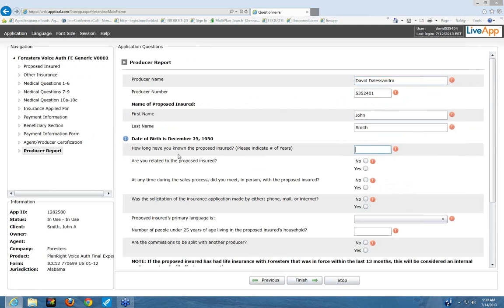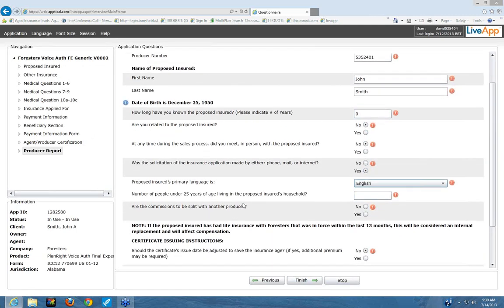But here we go. How long have you known the proposed insured? 0. Are you related to him? No. Did you meet with him? No. Was solicitation made by either phone or mail? Yes. Client's primary language, English. I don't know why they asked this. I've never bothered to ask Foresters. Number of people in the 25. So ask it. Are the commissions to be split with another producer? No.